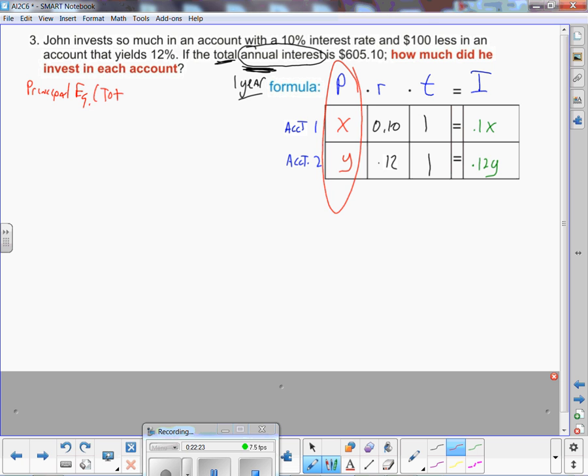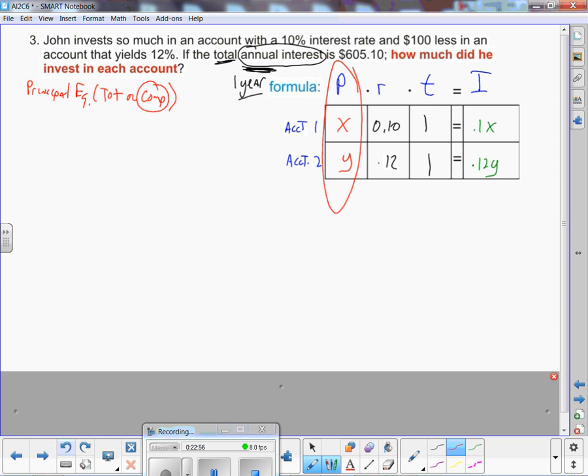Is the principal equation a total or a comparison? That's the question. So I've got to look back and see what it says about the principal. If you look at the end of the first line, it says 100 less in another account. When talking about the amount invested, it says a certain amount's invested at one rate and 100 less. Is that a total or comparison? I hope you decide that's a comparison.